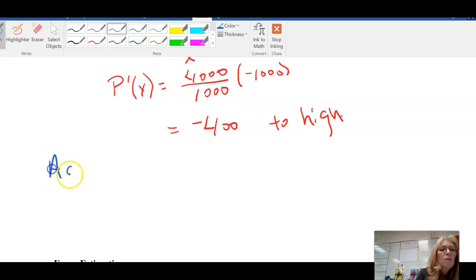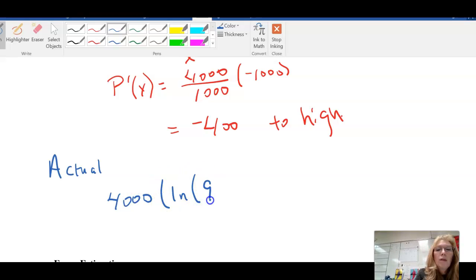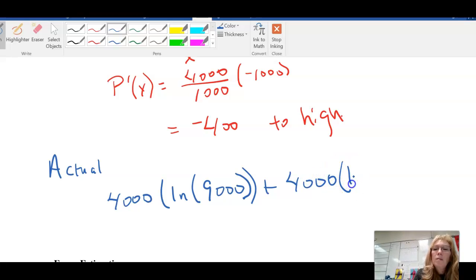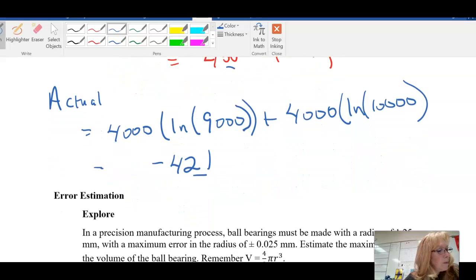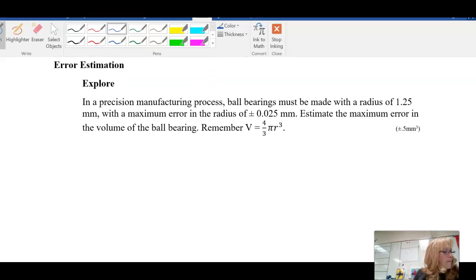Okay, now let's do actual. So now you're doing the actual. How much did he really have here? And we'll have 4,000 times the natural log of the 9,000 plus 4,000 times the natural log of the 10,000, because remember we're too high by 1,000, so we went from 9,000 to 10,000. And when you plug that in, you're going to get negative 421. So we're only off by $21. So his approximation is not terrible. All right, try this and see how you do with this.